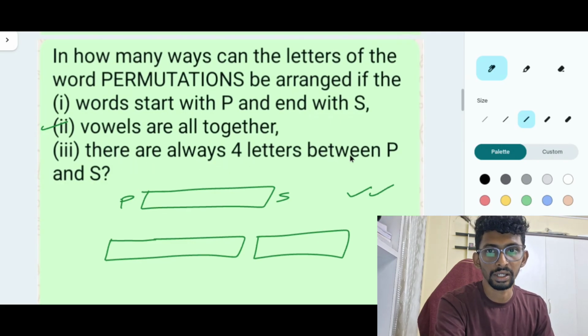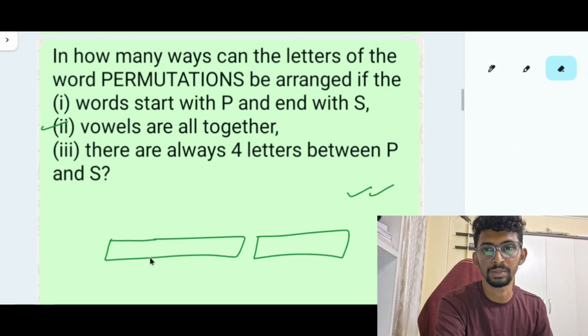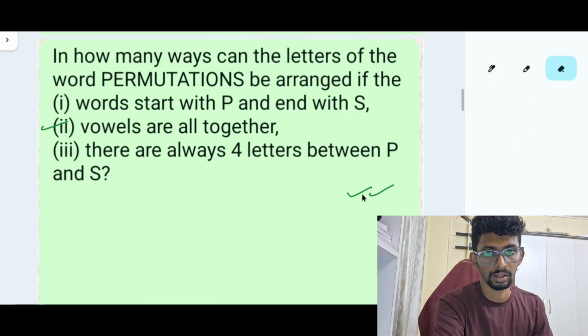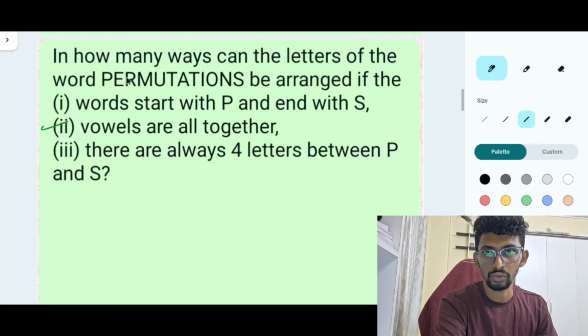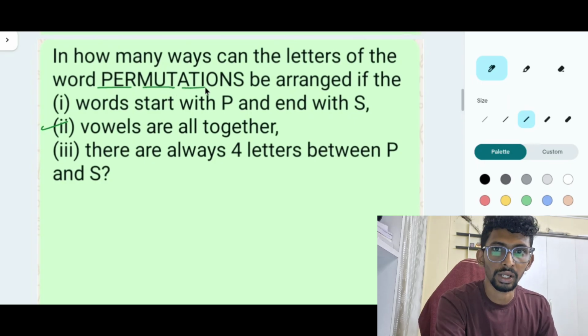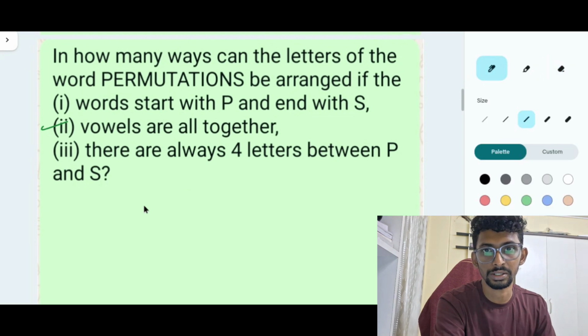Number 3, there are always 4 letters between P and S. Let me explain this one. This is different. There are always 4 letters between P and S. So how many total letters are there in this word? 1, 2, 3, 4, 5, 6, 7, 8, 9, 10, 11, 12. Same 12 letters.